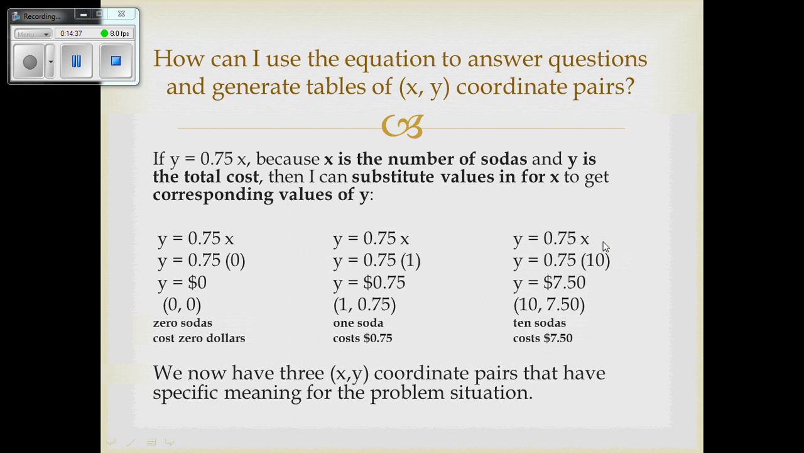On the right, we have our third example. Same step 1, rewrite the equation. Step 2, I substituted in for 10 sodas. When I type that into my calculator or do that math in my head, I get $7.50, which is how much 10 sodas cost. From this process, we now have three XY coordinate pairs that have specific meaning for the problem situation.